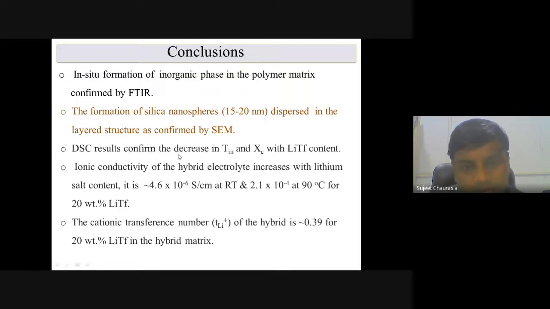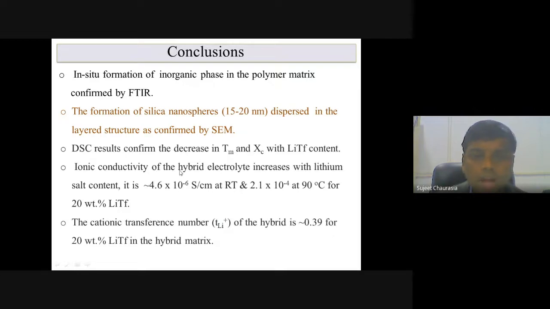DSC results confirm the decrease in melting temperature Tm as well as the degree of crystallinity with the lithium salt content, which shows that higher loading of the salt gives a more flexible backbone, and hence we get a higher value of the ionic conductivity.